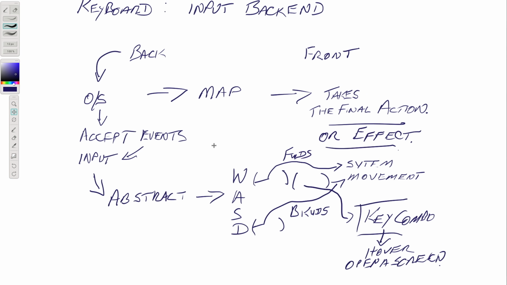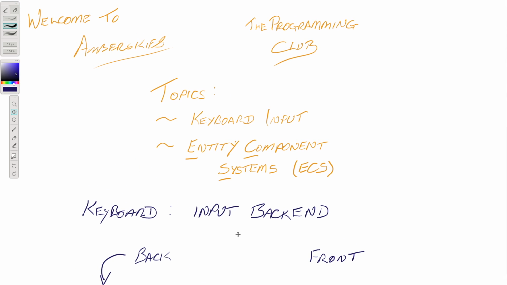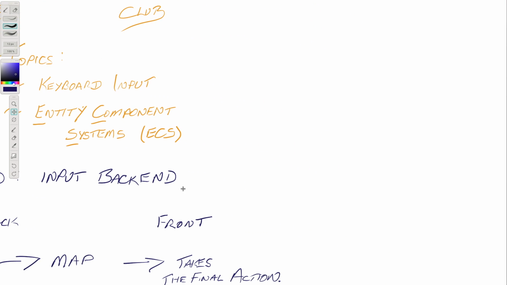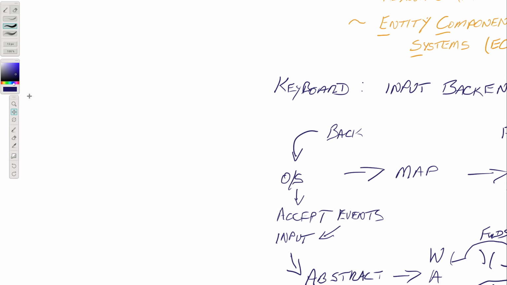So let's go back to the start. We need to design a system which we can abstract. This needs, let's go this way. Back end, so let's go this way. Okay. So we're going to need some kind of event handler.